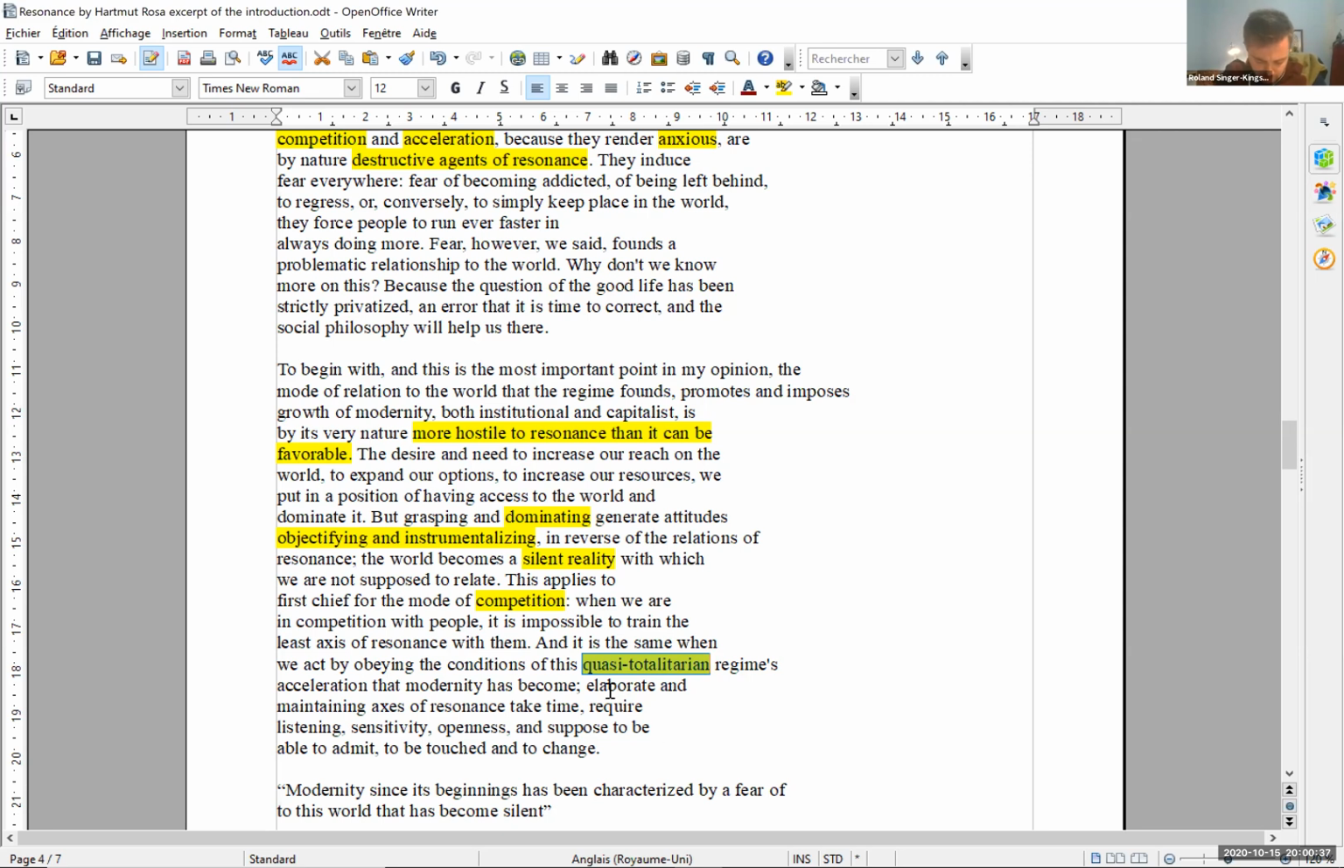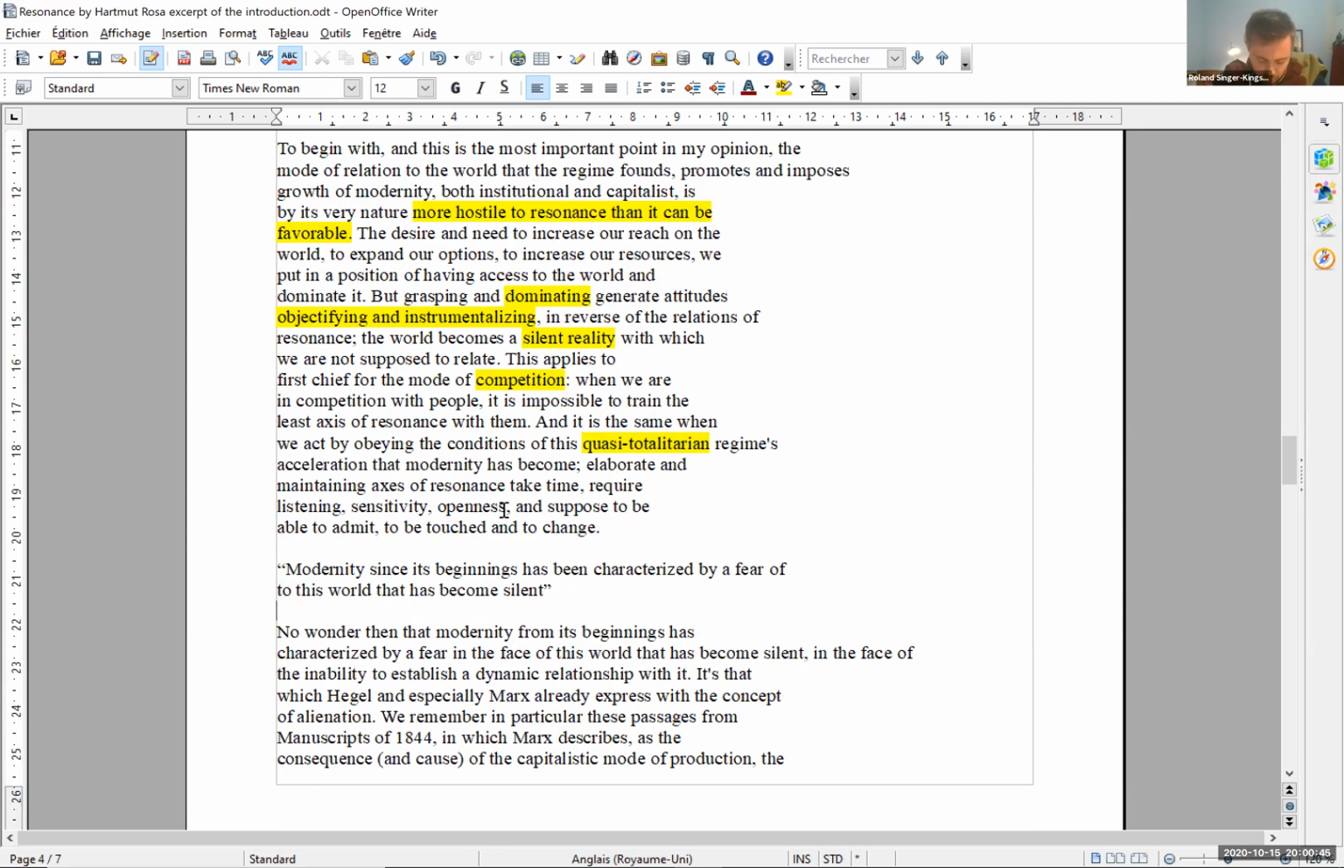Can I throw in a couple of things I've been thinking about? I feel like there's a bit of a logical gap here. It feels like a bit of a leap to me to say competition and acceleration are destructive agents of resonance here.